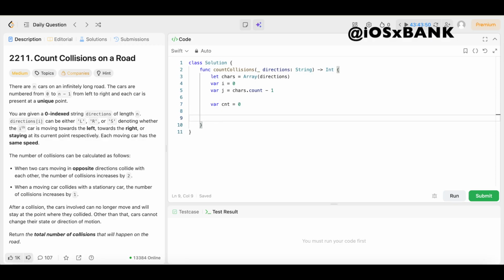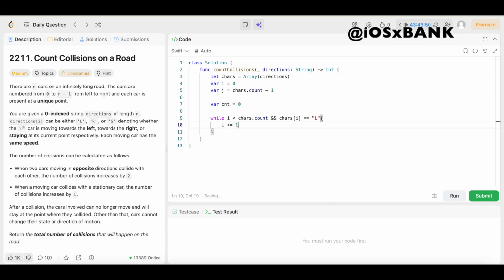Then we're going to move pointer I forward while the car at the left edge is L. Leading L cars never collide because they keep moving left forever. So we'll say while I is less than chars.count, and chars[I] equals L, then we can open up the brackets and we'll say I += 1.